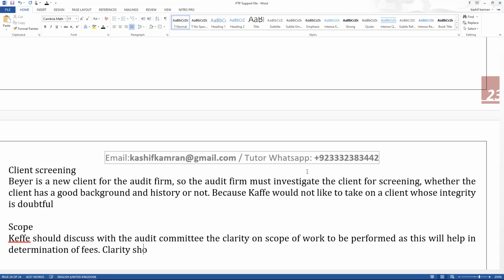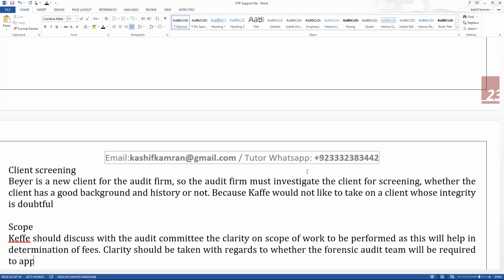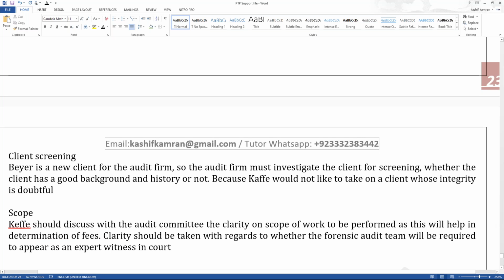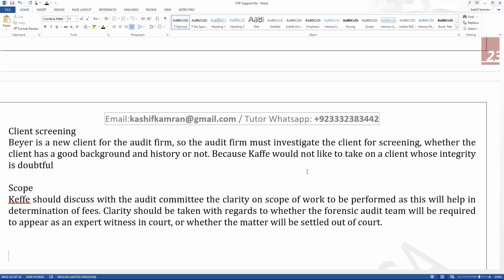Clarity should be taken with regards to whether the forensic audit team will be required to appear as an expert witness in court, or whether the matter will be settled out of court, right? You can also discuss another matter before you accept the invitation, which is the intended users. You can ask management who will be the intended users of my forensic report.